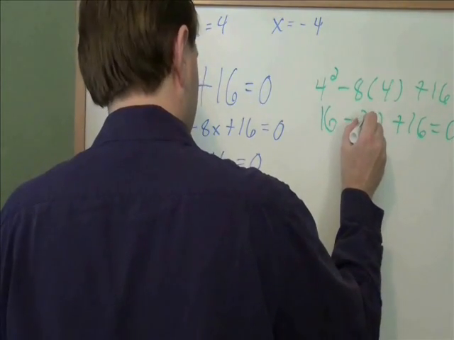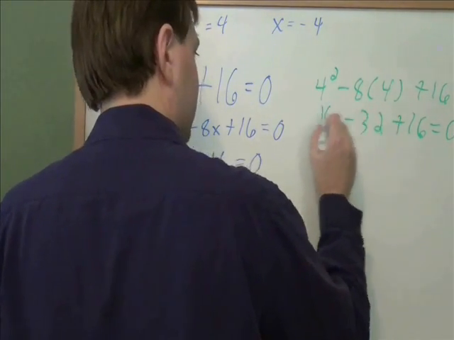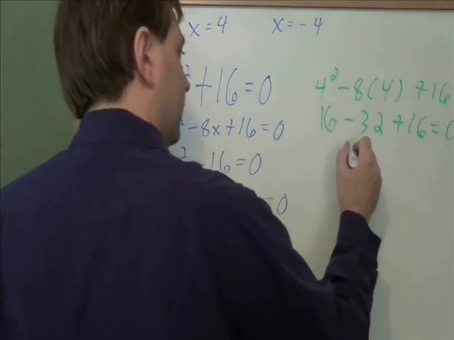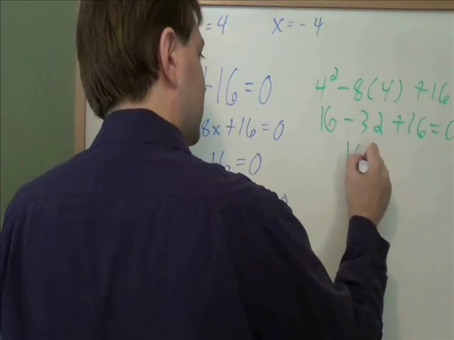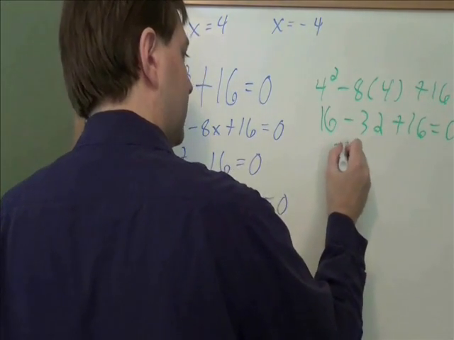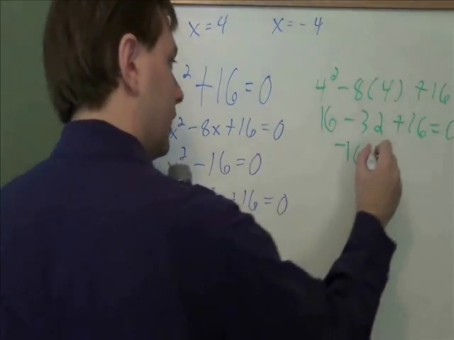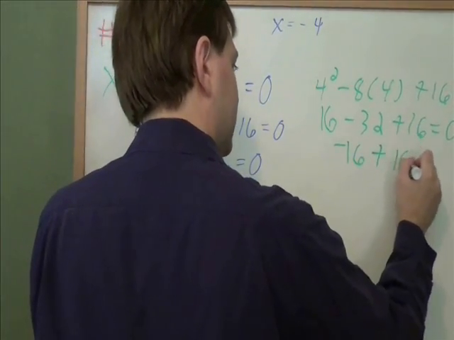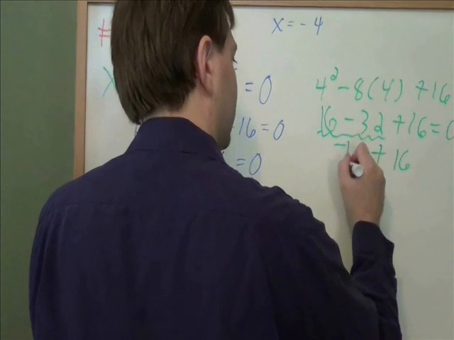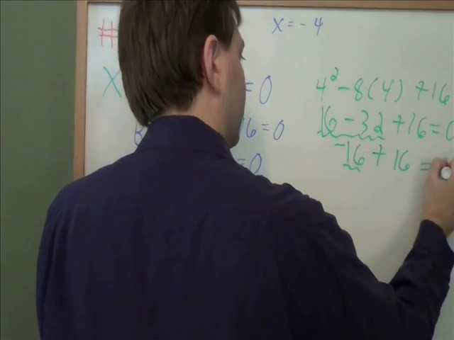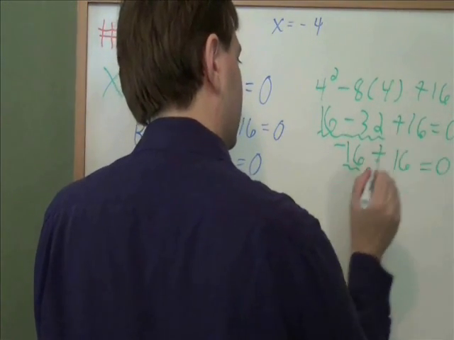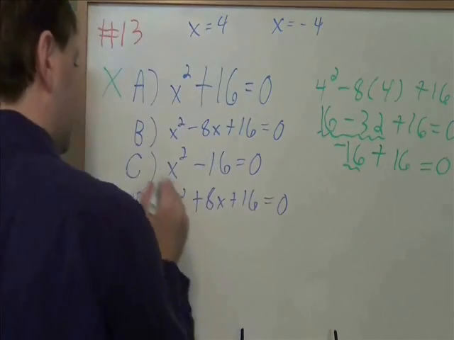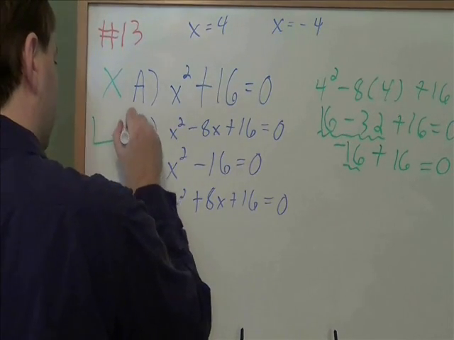Positive 16 minus 32. Those are different signs, so we subtract. 32 minus 16 ends up being 16. The bigger number was negative, so we get negative 16 right there. We still have this plus 16 because we only combined these two together to get that. We have negative 16 plus 16 equals 0. So that one worked out, and we're now halfway through.